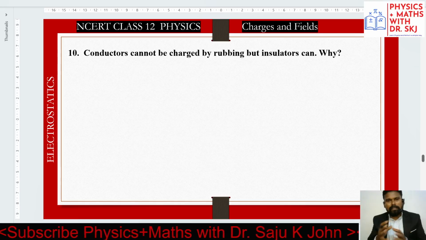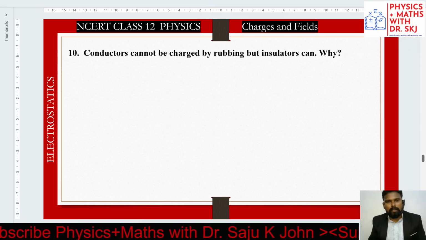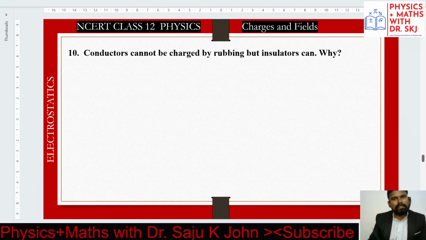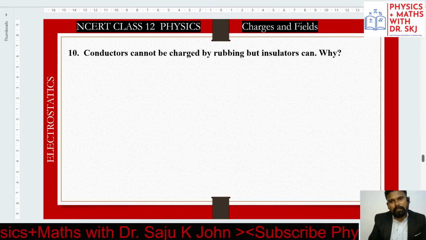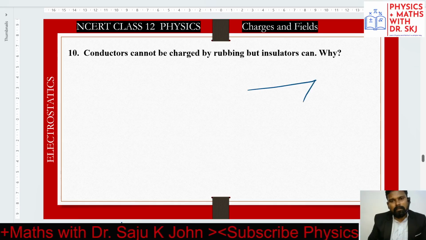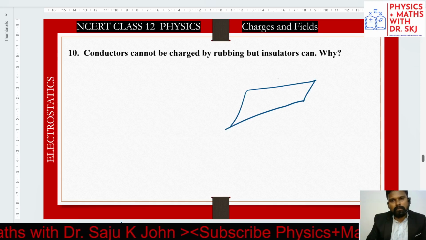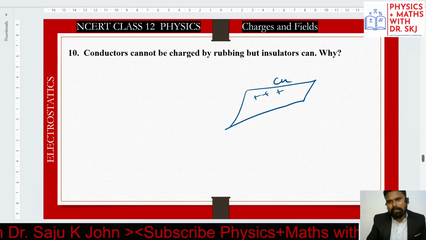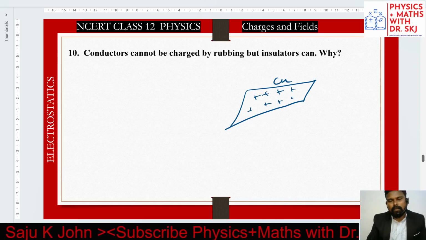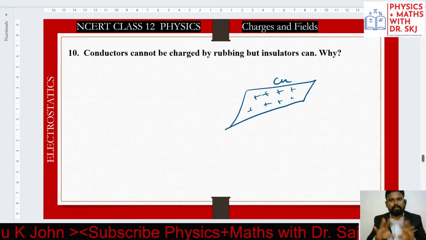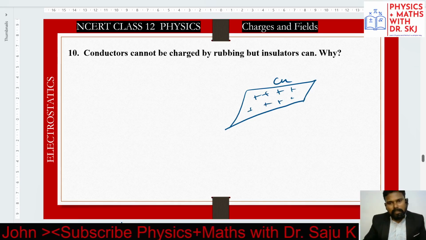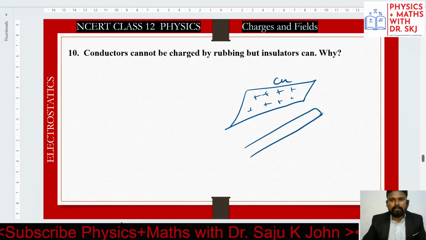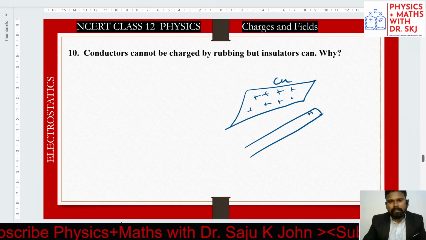What is the reason for that? When conductors are rubbed, conductors will be charged. When a metal plate is rubbed, like suppose this is a copper plate, it will be charged, but the charges will be distributed all over the body, all over the surface of the conductor. But if it is an insulator, the charge will remain at the same place.